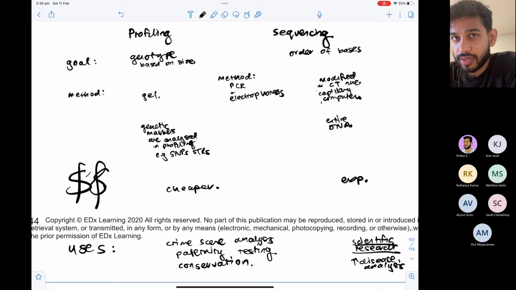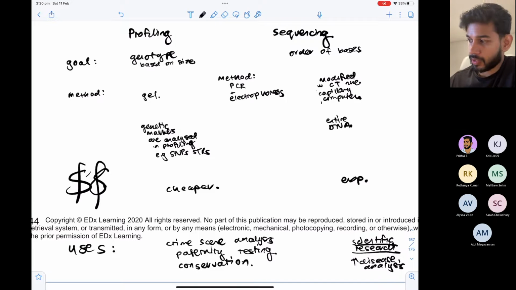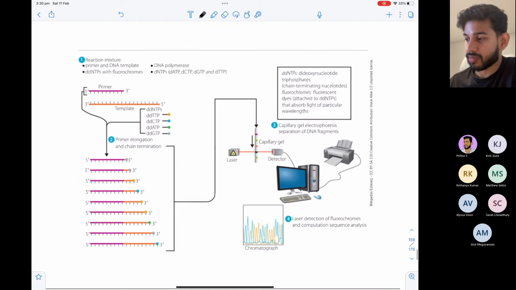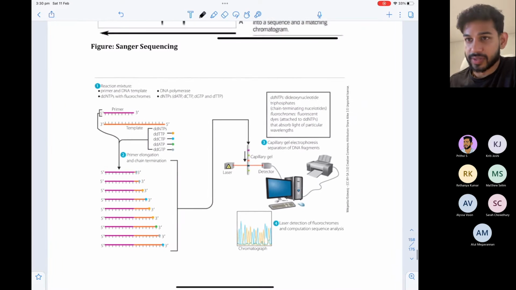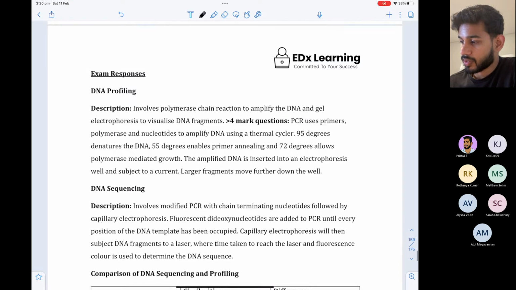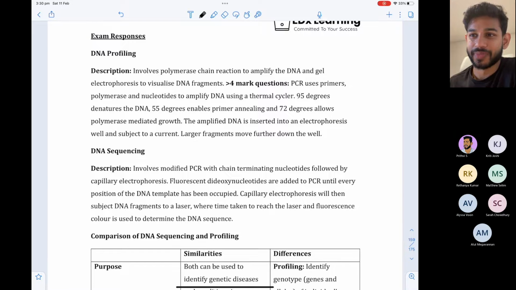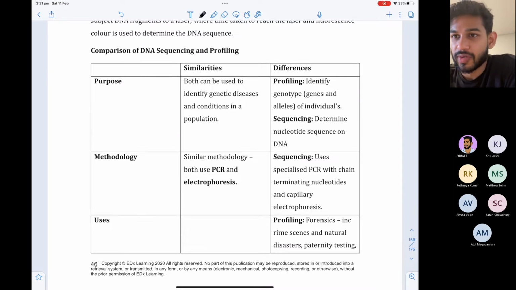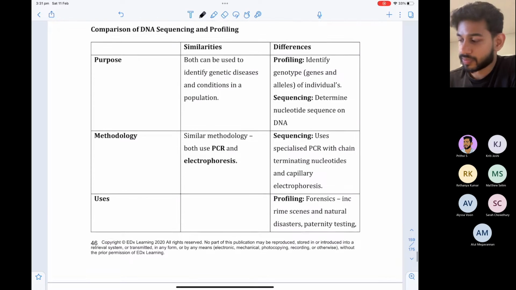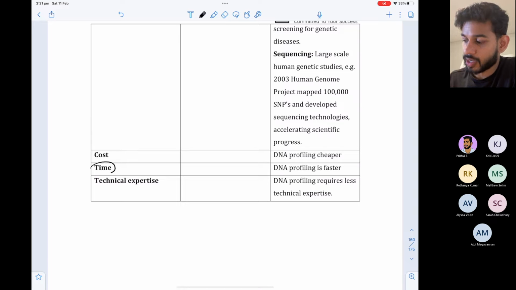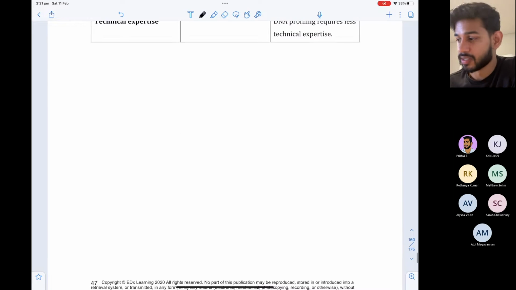Any questions so far? Okay, good. Let's move on. So this is just a fancy diagram of Sanger sequencing from your InFocus textbook, but you'll understand it once you have it read. You can do that in your own time. I decided I'd give you all a 4-mark and a 2-mark answer template for profiling and sequencing, and then similarities and differences. So have a look at it in your own time. But yeah, good. I think time would be another one to mention as well. But profiling is much faster.